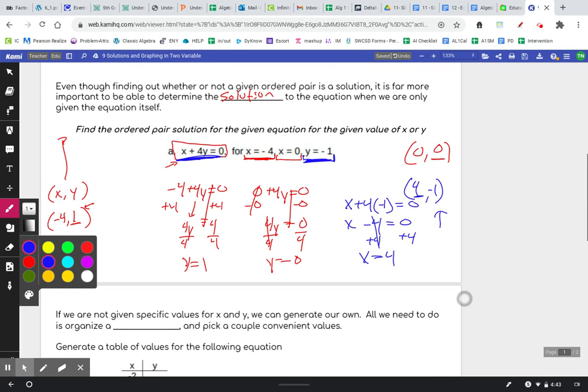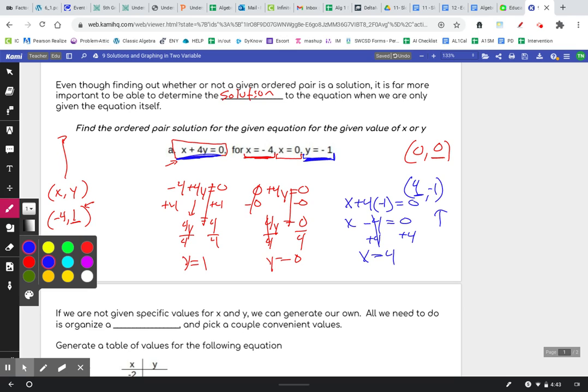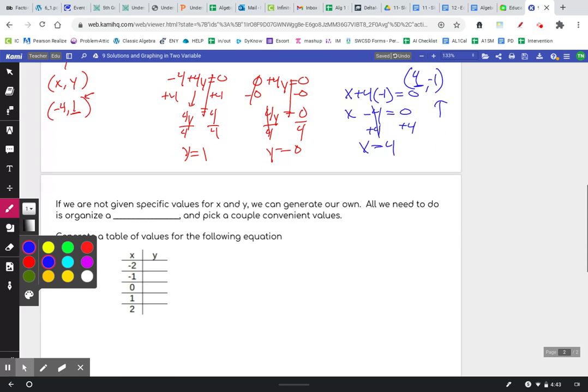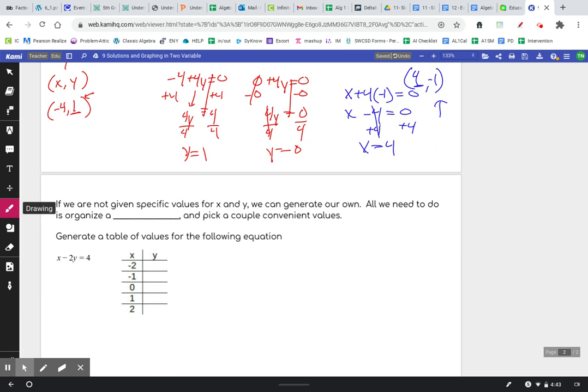Let's keep moving. It says if we are not given specific values for x and y, like we were up here, right? This one says, well, x is going to be -4, and x is going to be 0, and y is going to be -1. So what if we're not given that, right? There's situations where it does not give us that. It says if we are not given specific values for x and y, we can generate our own. Let's move this here, maybe. It says all we need to do is organize a table and pick a couple convenient values.